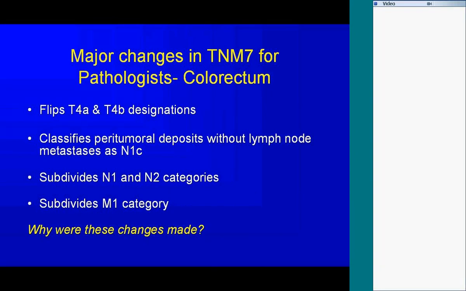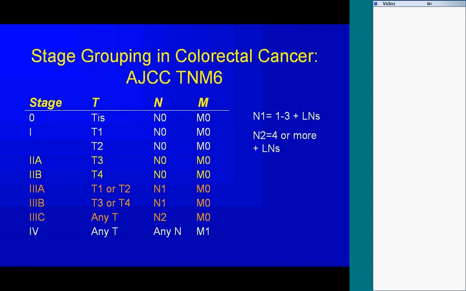So the major changes in TNM7 for the pathologist are that the old T4a and T4b designations are flipped. The new N1c category has been created for peritumoral deposits in which you don't have positive lymph nodes. And N1 and N2 categories have been broken down, and the M category has also been subdivided. And these changes were made on the basis of data from the NCDB.